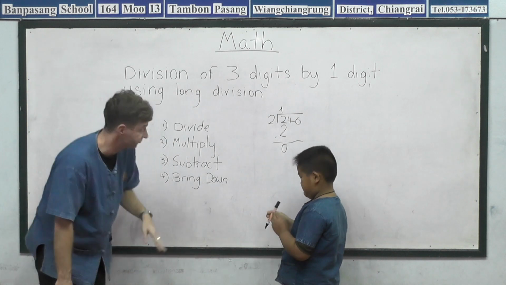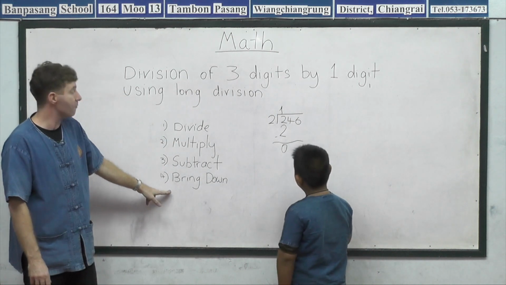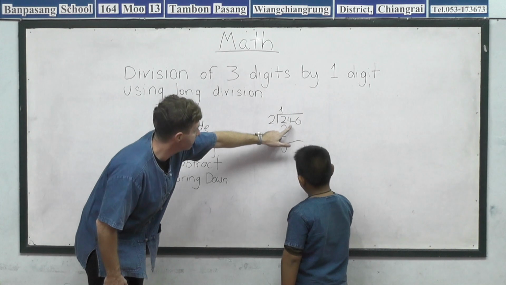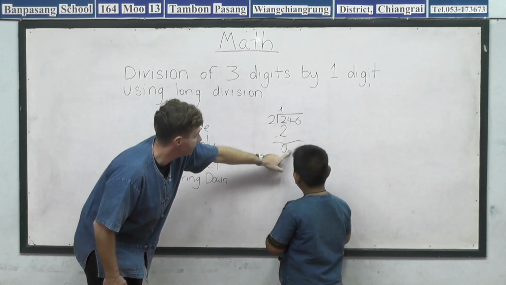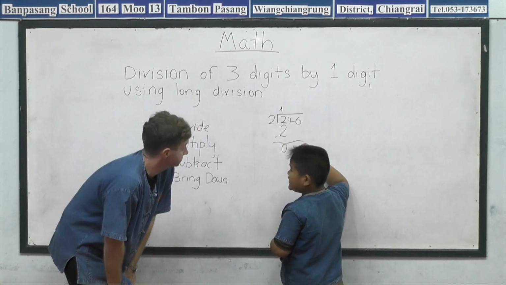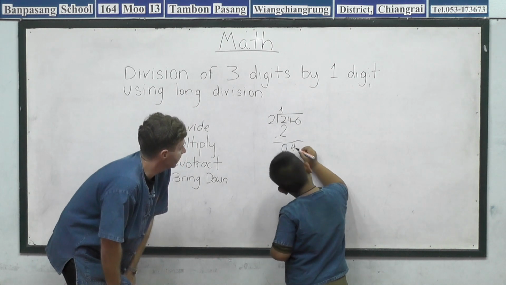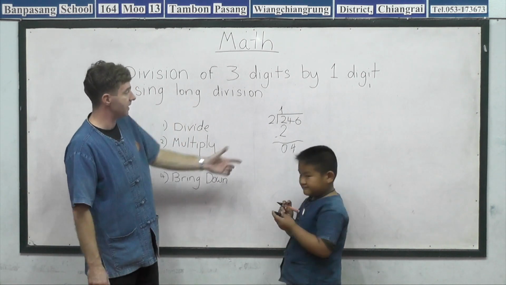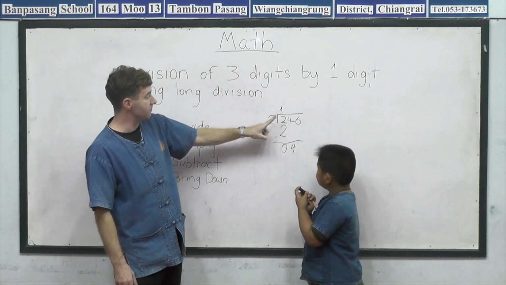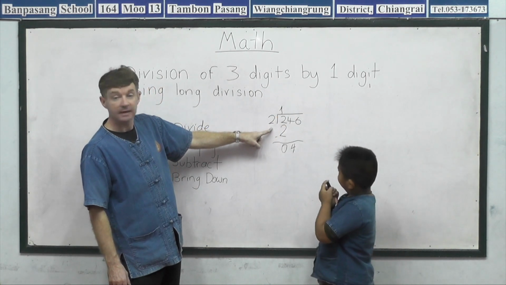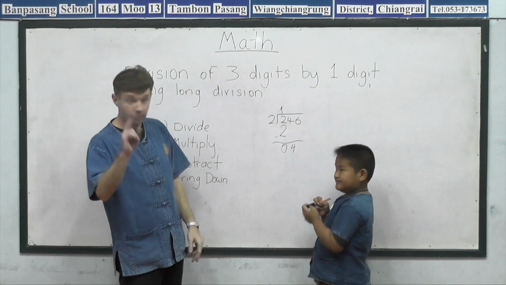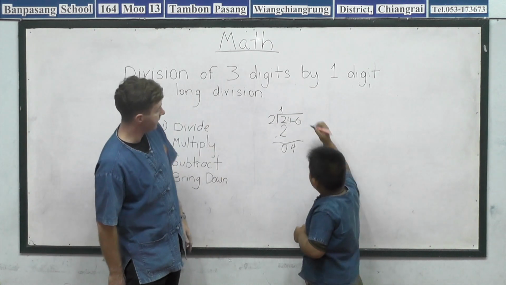We're ready for step number 4. Bring down. So can we bring 4 down to here? 4, yes. Excellent. And then we repeat the process. 4 divided by 2 equals 2. So we can write 2 here.